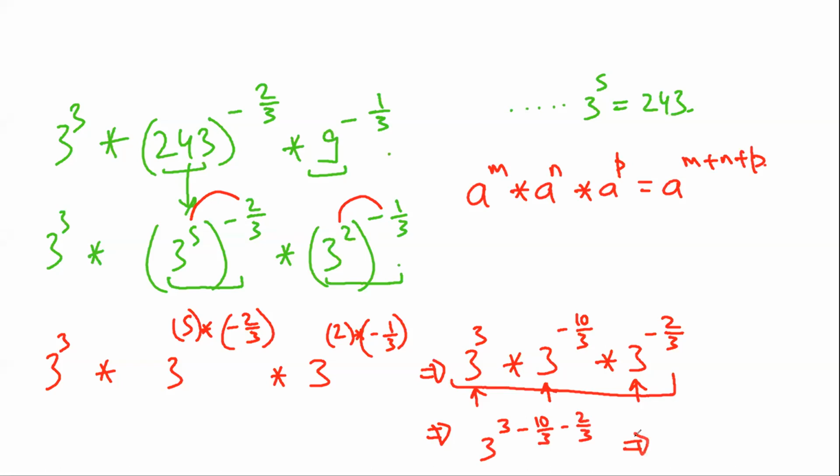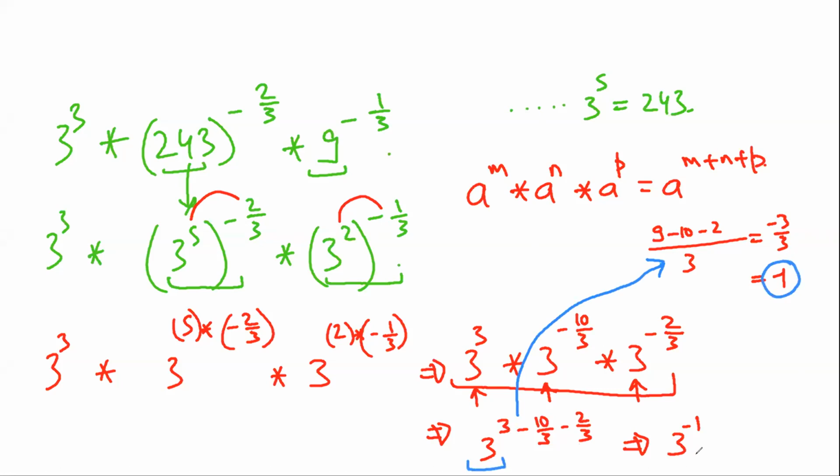And once you solve this, you will get the answer. So try to solve this. As you can see, I took the LCM etc. here, and my answer is minus 1. So this is 3 raised to power minus 1. You can leave the answer here, or this can be written as 1 by 3. This would be the final answer. I hope it is clear.